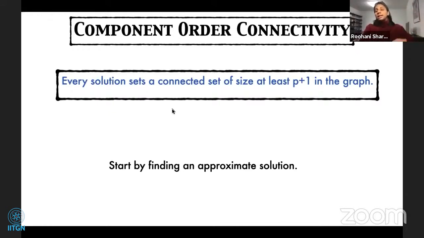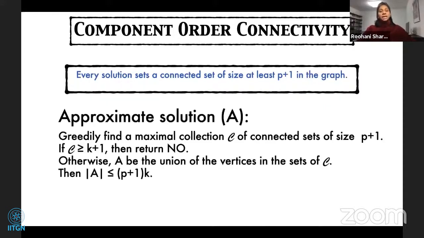So this can also be looked at as a hitting problem where you're trying to hit large connected sets in the graph. So let's try to attack this problem, and let's start by finding some approximate solution to the problem. And this is again a typical step in designing kernels. Finding an approximate solution, or sometimes we also call it a modulator, gives some structure of the graph, and then we exploit that structure to design kernelization, to design some reduction tools. So let's start by finding an approximate solution, and this is not very difficult to find.